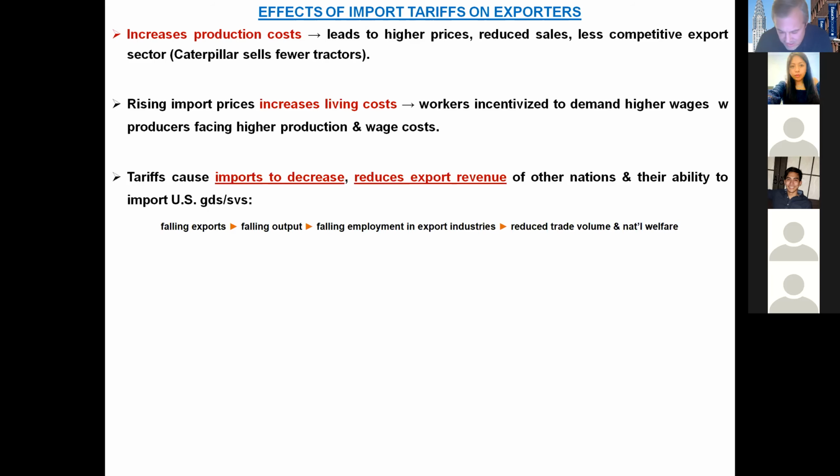We know that tariffs cause imports to decrease, and they reduce export revenue of other nations, as we said before, and their ability to import US goods and services. Yes? So falling exports lead to falling output, which leads to falling employment in the export industry, which leads to reduced trade volume and overall national welfare. It's a very straightforward analysis. If we buy less steel from Canada, that's become more and more expensive, well, that means Canada has less money to buy all the goods and services that we sell.